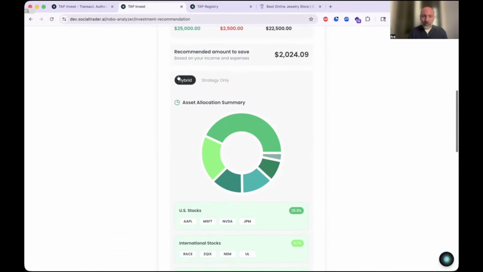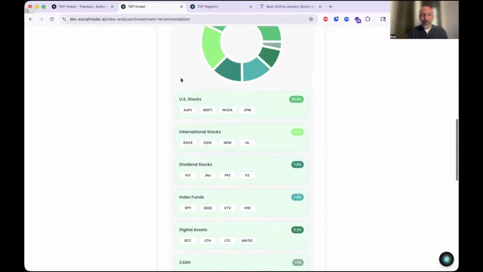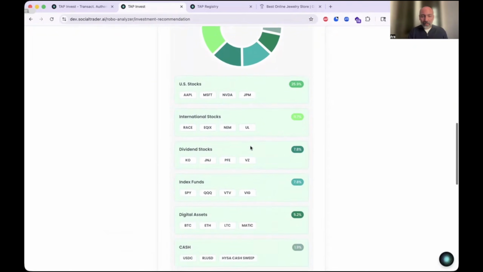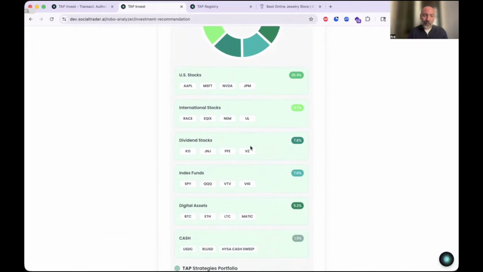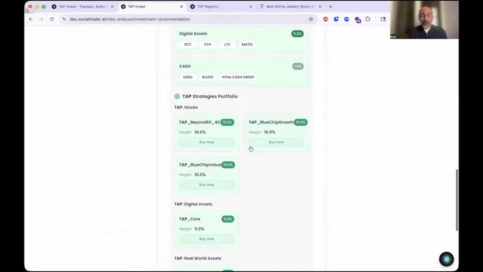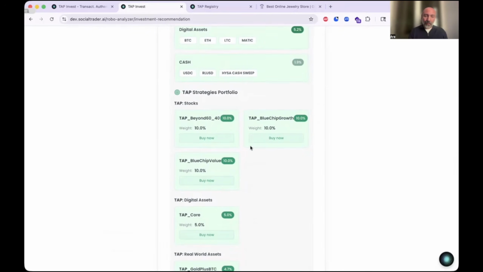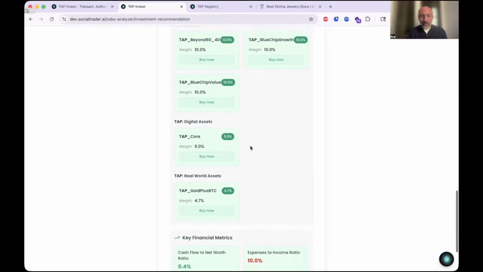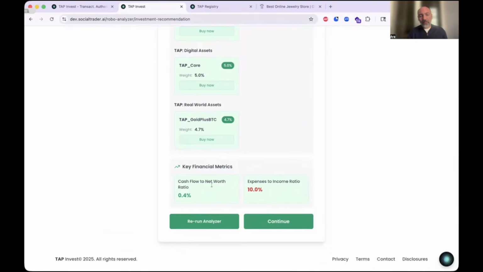In this case, I asked for two portfolios, a hybrid, which is comprised of stocks and digital assets, individual stocks and strategies. So if we take a look at this hybrid one, you can see we have an allocation that divides up based on the risk tolerance that I provided. And then we also have the TAP strategies. So it's a hybrid portfolio because it has our custom-made strategies and it has digital assets that might be recommended to the end user. So let's run through an analyzer so you can see what it's like.